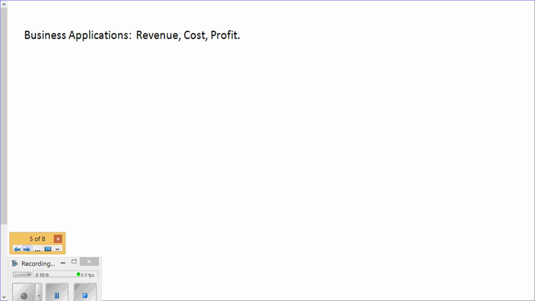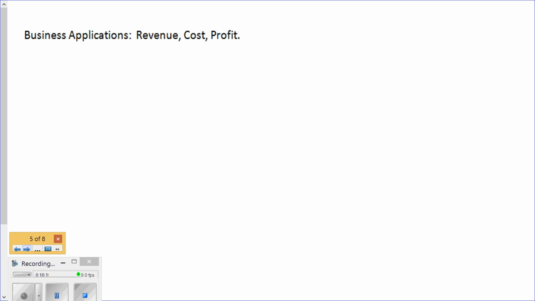Okay, so some business applications. These are going to involve revenue, cost, and profit. We're going to be writing each of these as three separate functions, a function for revenue, a function for cost, and a function for profit, and the three of them are interrelated. If you know any two of these functions, you can always find the third function.